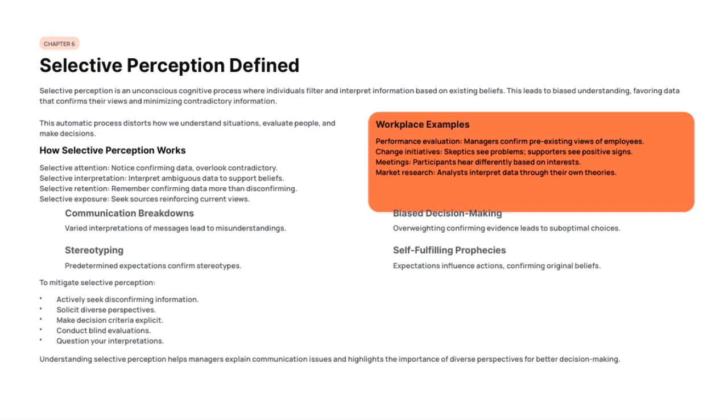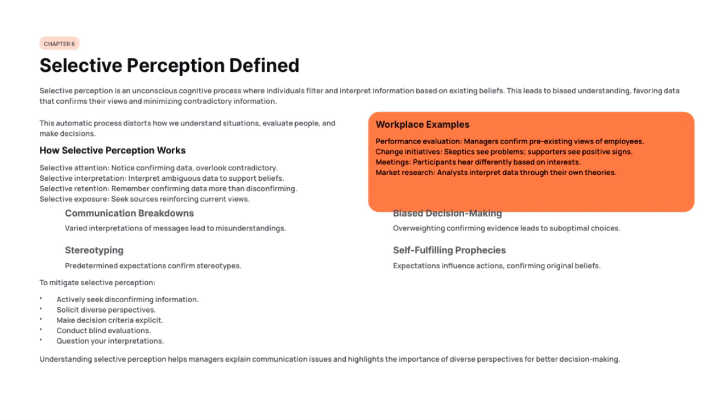In meetings, participants hear things differently depending on their interests, and analysts interpret data through their own theories. Let's also consider some common workplace examples. Selective attention makes us notice data that confirms our expectations and ignore what contradicts them. Selective interpretation leads us to interpret ambiguous information in a way that supports our beliefs. Selective retention causes us to remember confirming data more vividly than disconfirming data. And selective exposure drives us to seek out sources that reinforce our current views.